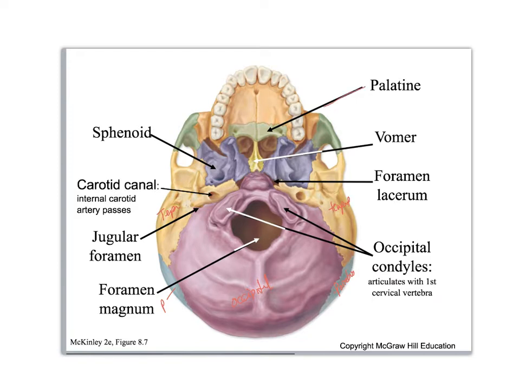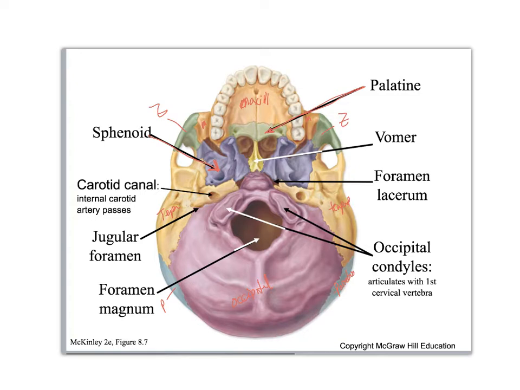This green is a new one for you. This is the palatine bone right here. And then in orange, we have the maxilla. So we've got some maxilla there and some maxilla there. We'll do Z for zygomatic. And then in purple, right here, you have the butterfly bone, the sphenoid.